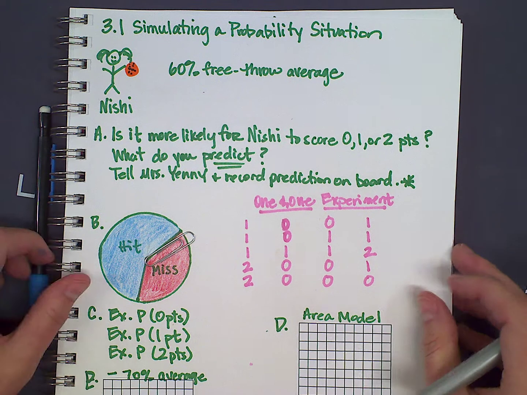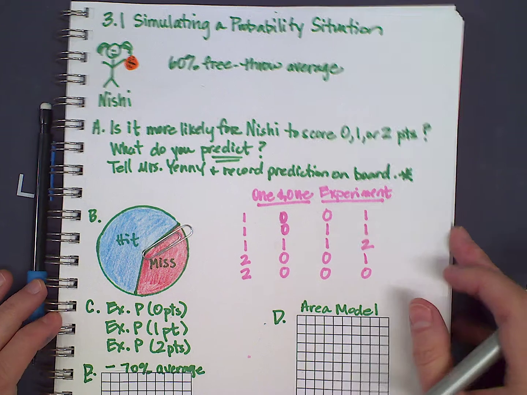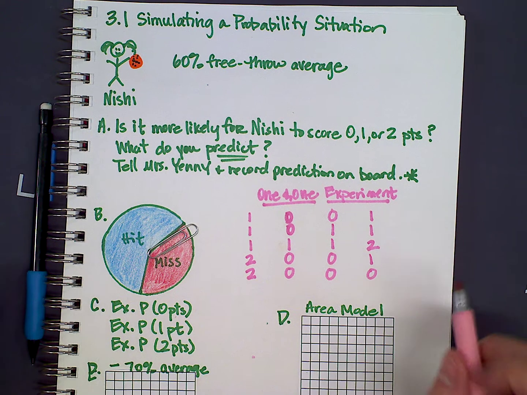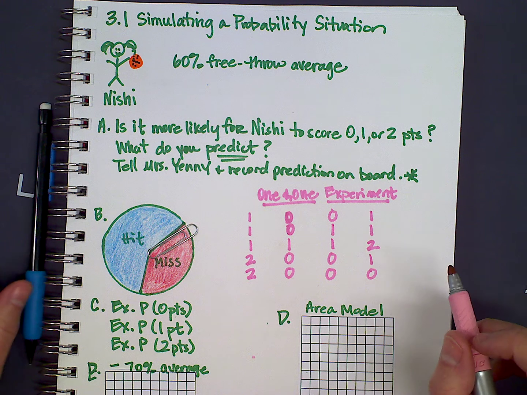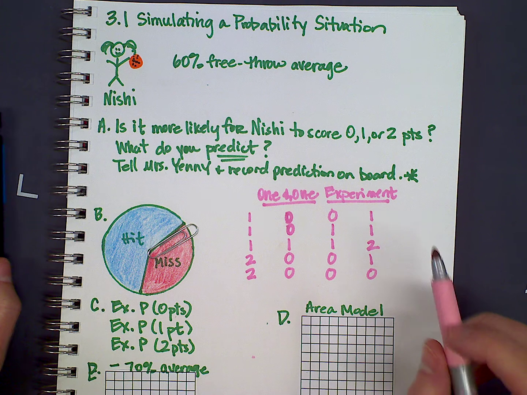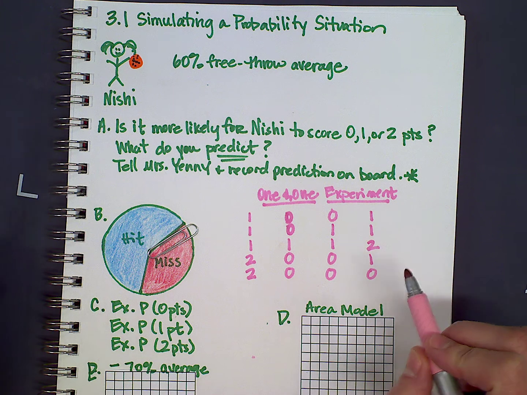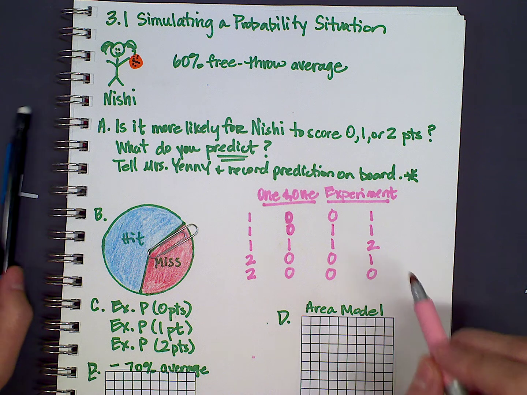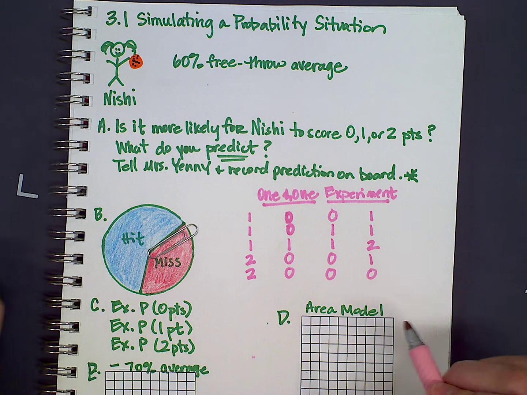I'm going to go through 3.1, simulating a probability situation. This is the problem where you are working with 1-and-1 free throw shots. Remember, a 1-and-1 free throw situation works like this. You get one shot to begin with, and if you make that shot, you get a second shot. If you don't make the first shot, then you don't get a second shot.